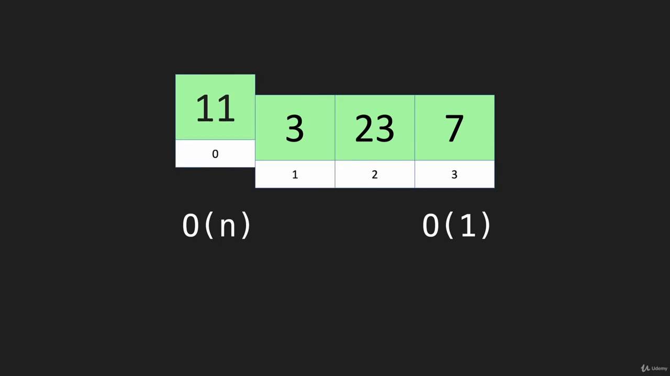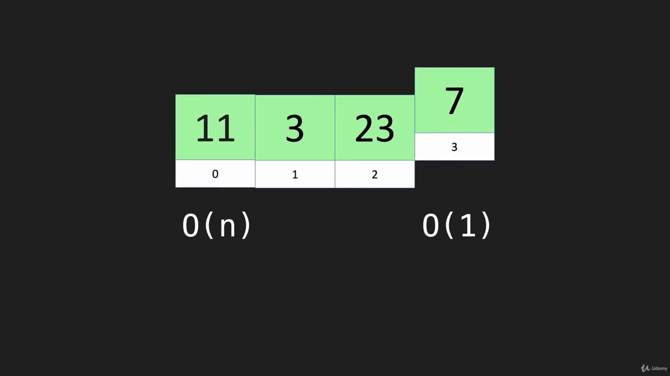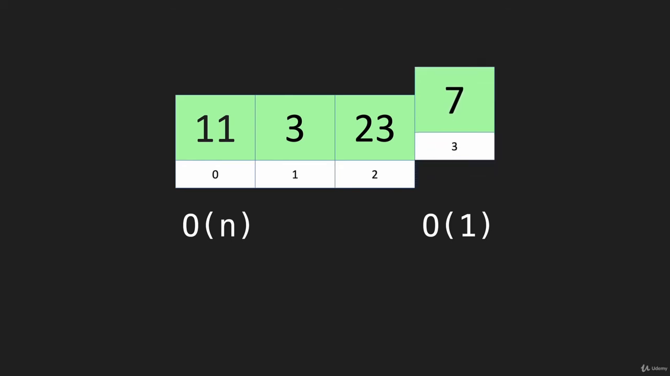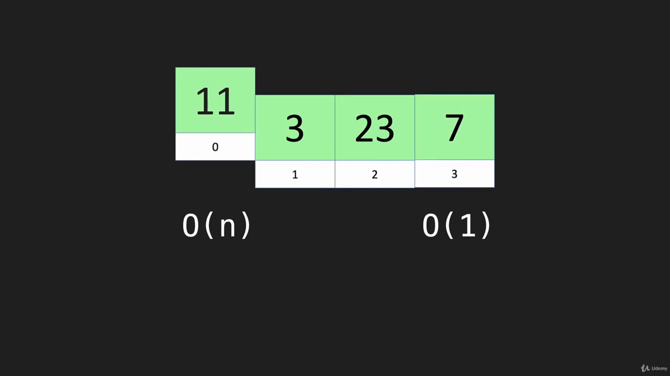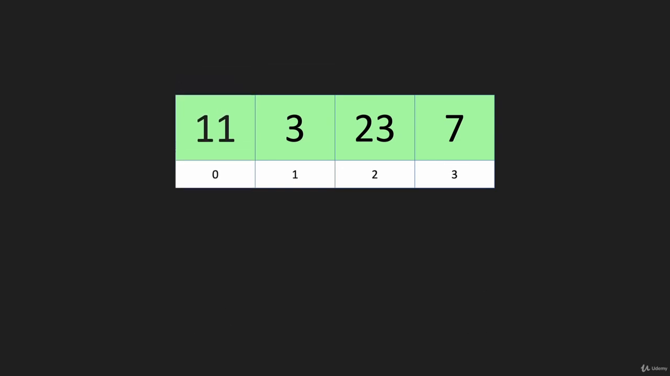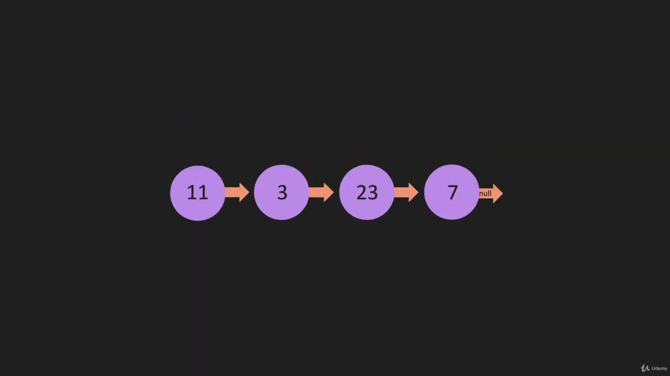We could say we're going to add from this end, that's O of n, and remove from this end, that's O of 1. Or we could do it the other way around, add from this end, O of 1, remove from this end, O of n. So there's no way to get around having one of those be O of n. Let's compare this to a linked list.